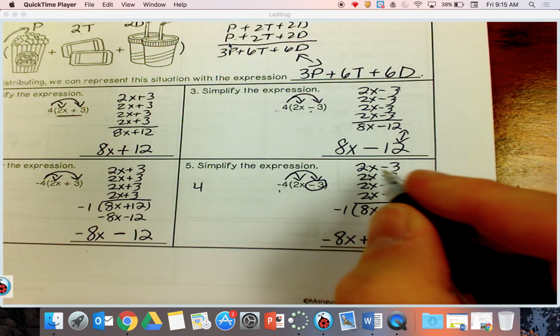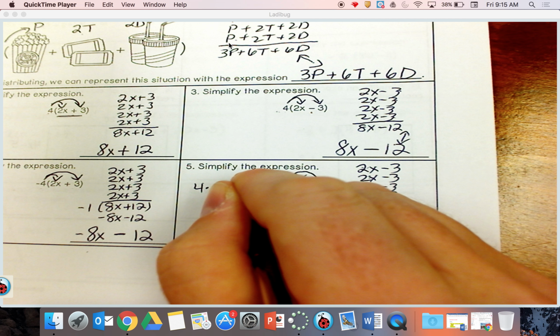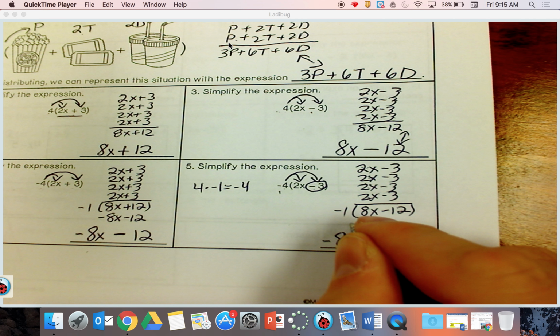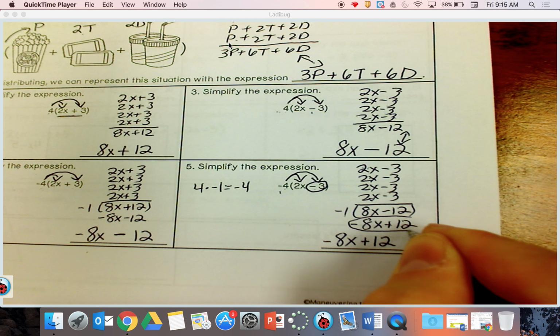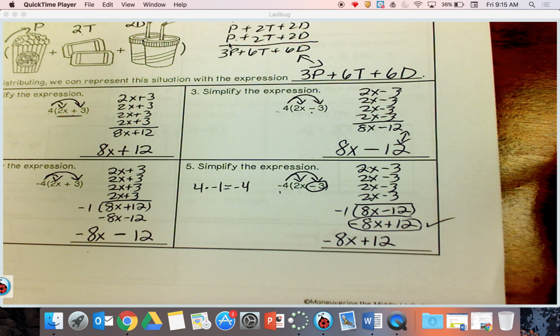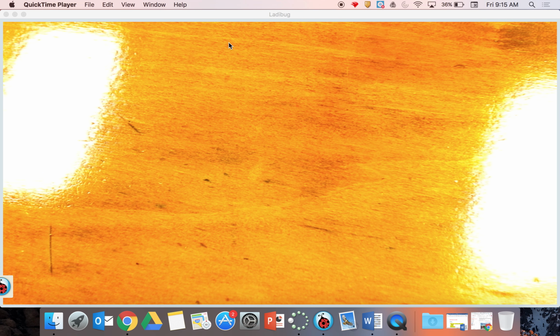I got 4 right here. So how did I change it to a negative 4? Multiply it by negative 1, and that's why I put it here. So that changes it all back. And I've checked my answer, and I'm good to go. So I know that I have it correct there. Okay? All right, so let's look at the next couple of pages here.